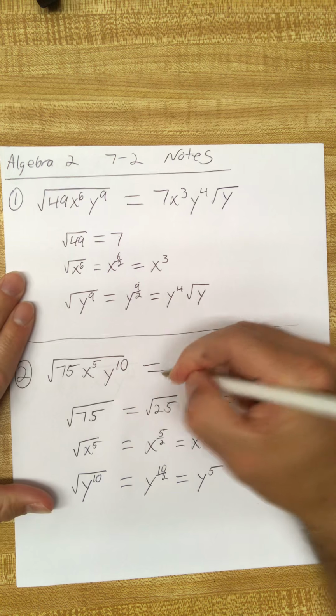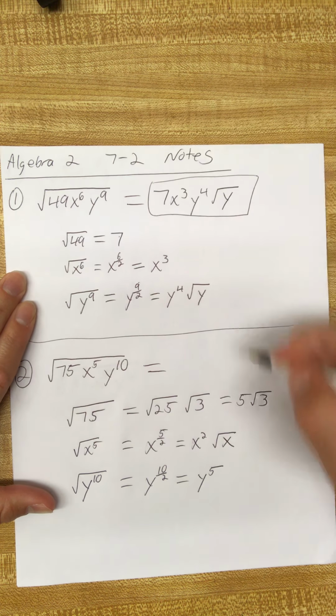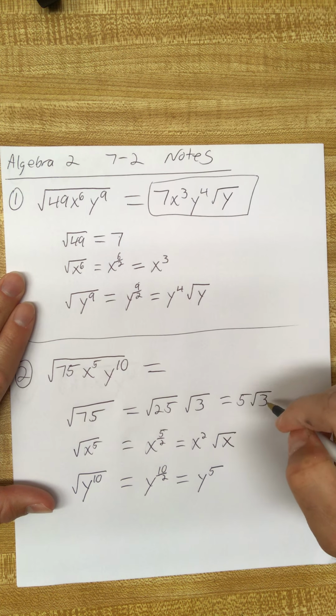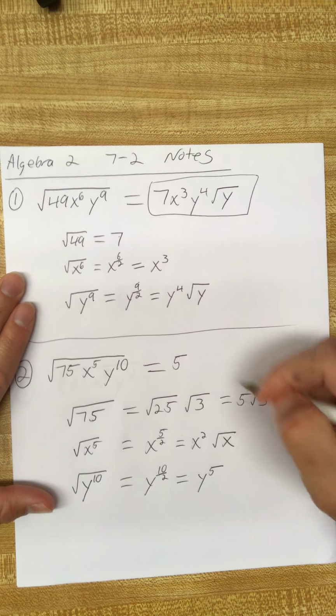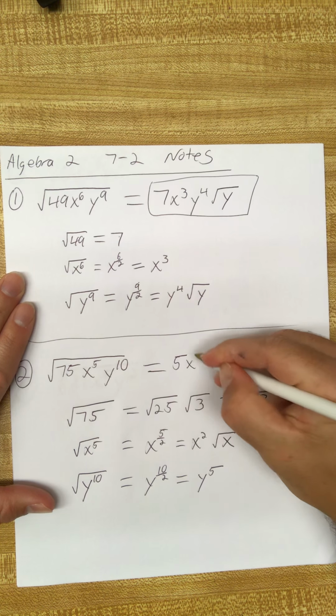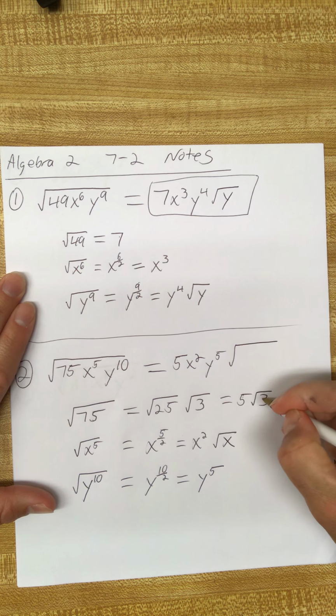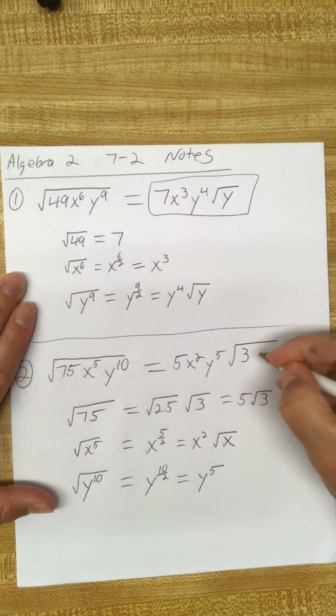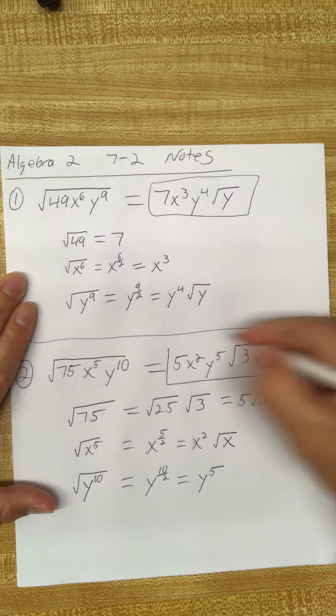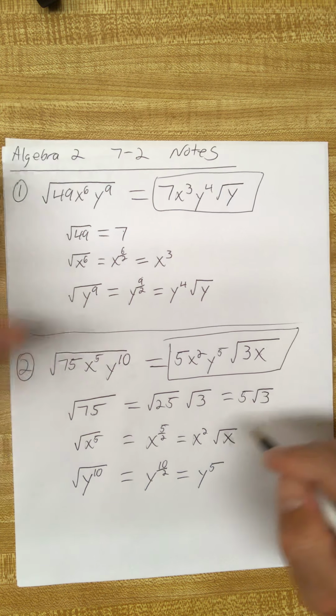So for my final answer then, we're going to have 5x squared, y to the 5th, and then I'll put my radicals. I have a square root of 3, square root of x. And that's my final answer then.